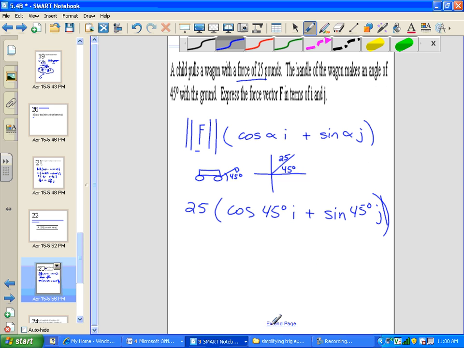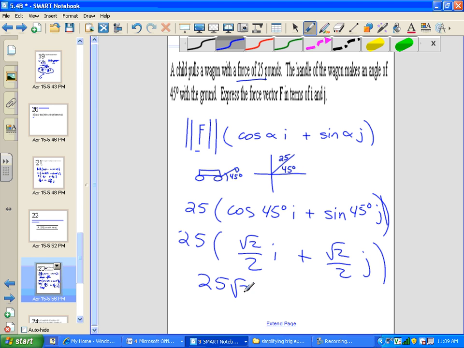Now, what's the cosine of 45 and the sine of 45? It's actually the same thing. Square root of 2 over 2. Square root of 2 over 2 i plus square root of 2 over 2 j. Now all I've got to do is multiply by the 25. Then I'm going to get 25 square root of 2 over 2 i plus 25 square root of 2 over 2 j.